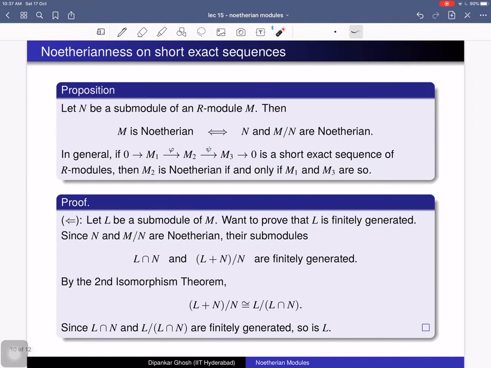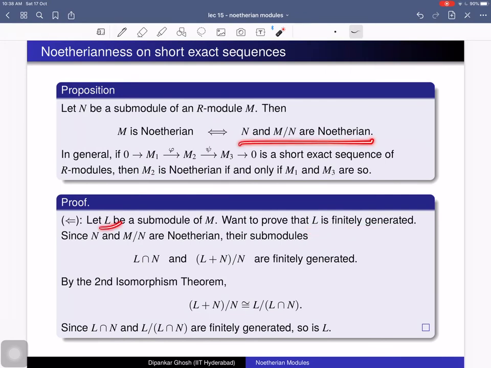And next we prove the reverse implication. Suppose the submodule N of M is Noetherian and the corresponding quotient module is Noetherian. We want to verify that M is Noetherian. To verify that, we will verify the finiteness condition. For that we consider a submodule of M, let's say L, and we want to prove that L is finitely generated. So we have these two conditions.